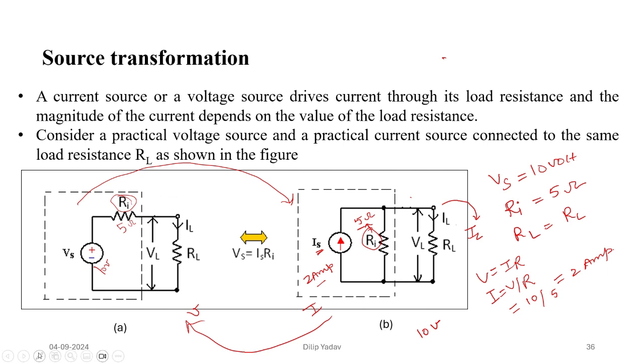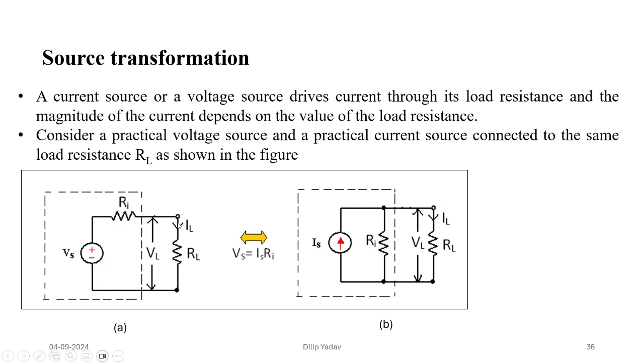So I need to calculate the value of IL across this. How are we going to calculate it from figure 1? If I need to calculate the value of IL, it will be calculated as Vs upon Ri plus RL.